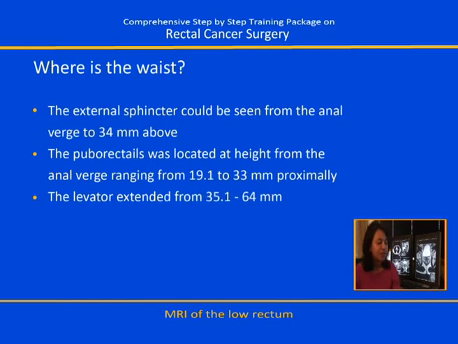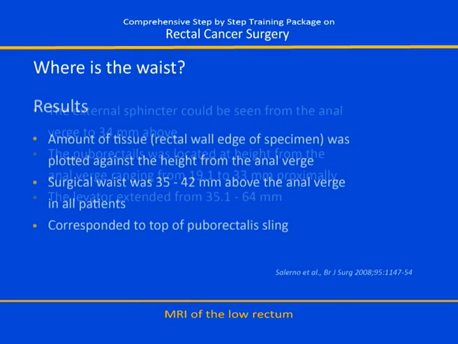In this study we made the following observations: that the external sphincter could be seen at a height of approximately 34 millimetres from the anal verge in these patients. The puborectalis sling was located at a distance between 19 millimetres and 33 millimetres, and the levator origin to its insertion ranged from 35 millimetres at the insertion to 64 millimetres at its origin. So that gives us an idea of where these anatomical landmarks could be, and we could then look at the measurements on the specimen to see where that wasting was in relation to those.